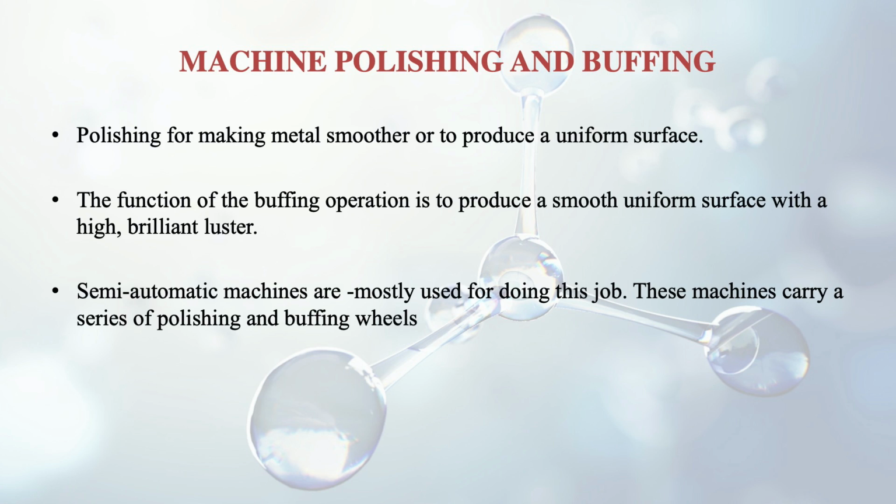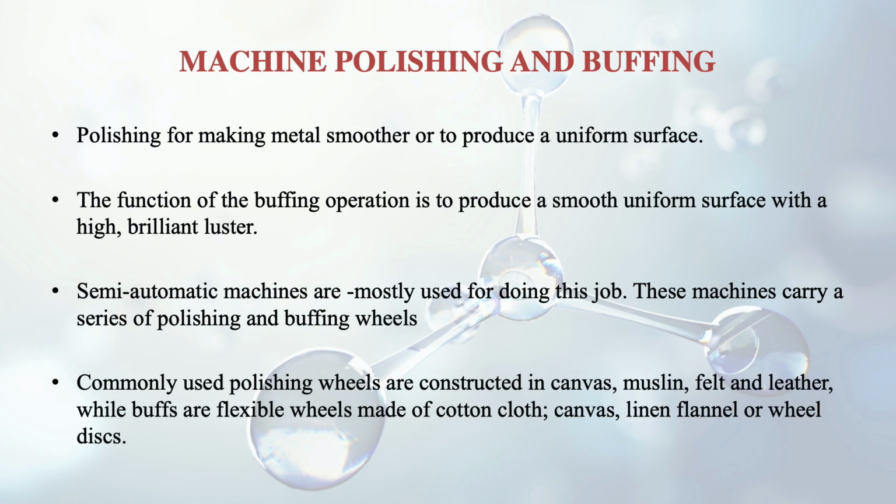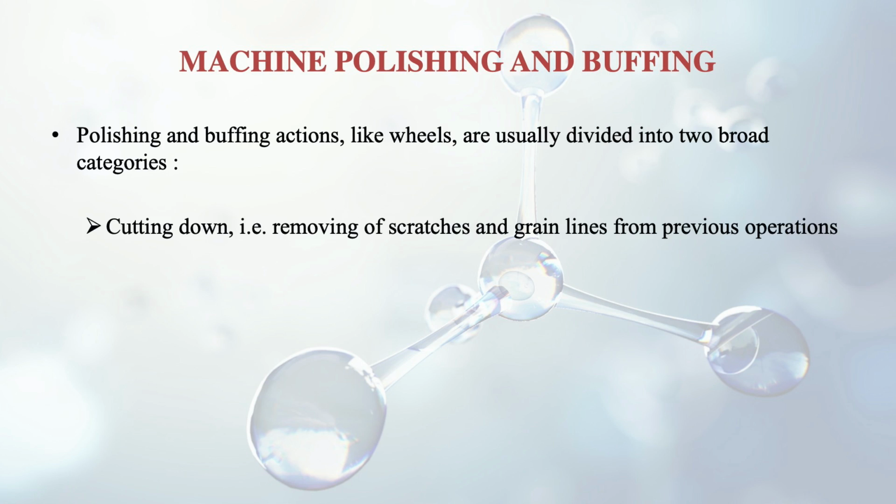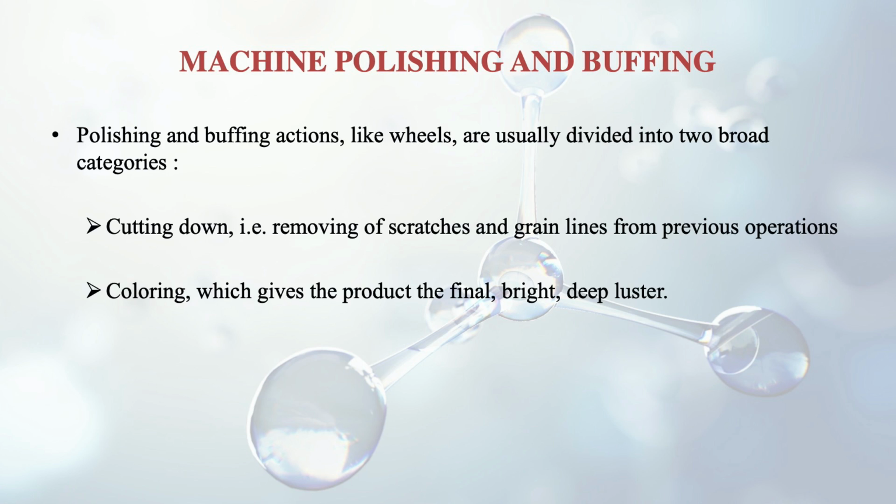These machines carry a series of polishing and buffing wheels. Commonly used polishing wheels are constructed of canvas, leather or muslin. These are the materials used for making the polishing wheels. For buffing, we use wheels made of cotton cloth, canvas, linen flannel or wheel disc. Polishing and buffing wheels are usually divided into two broad categories. One is the cutting down type, that is, removal of scratches and grain lines from previous operations, and the other is the coloring type, which gives the product the final bright deep luster.